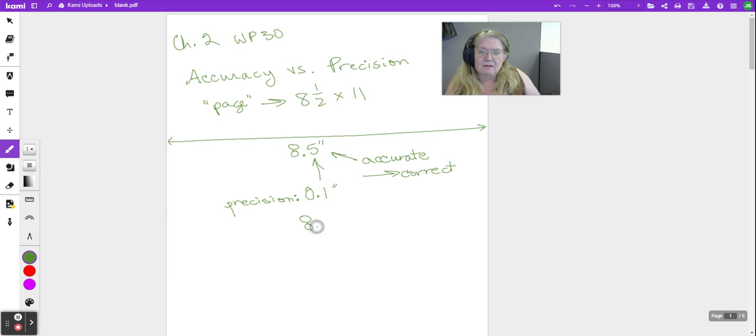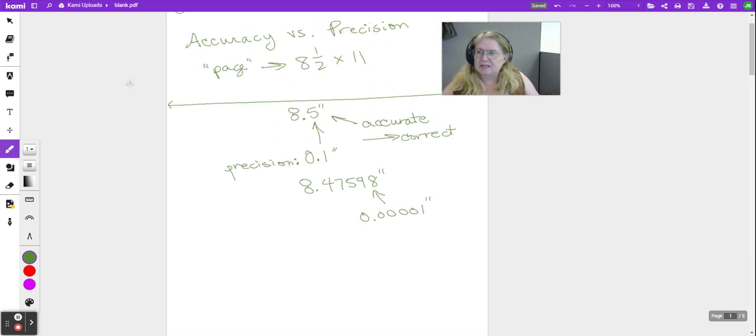Now, what if you had a really good measuring device and you measured this and you found out that it was actually 8.47598 inches? Is this accurate? Probably. Is it precise? It is precise to 0.00001 inches, far more precise of a measurement than 8.5.